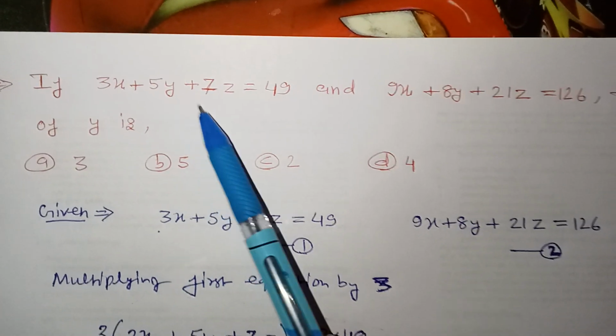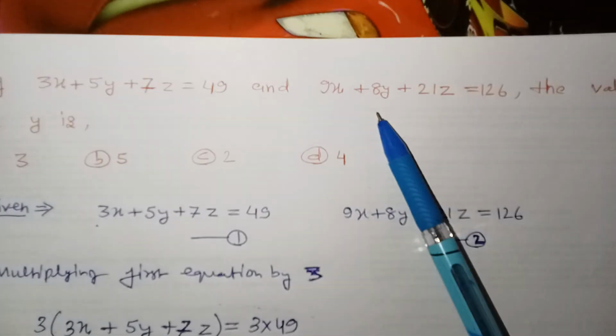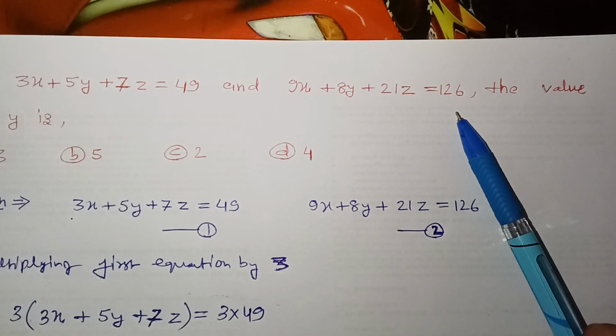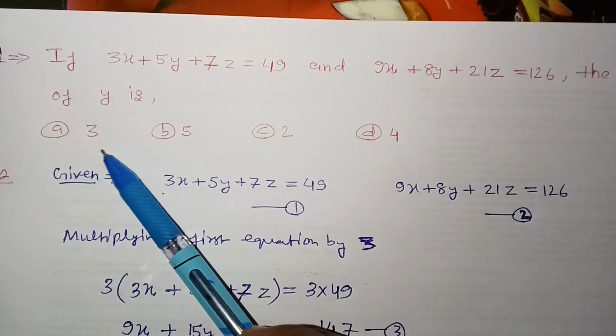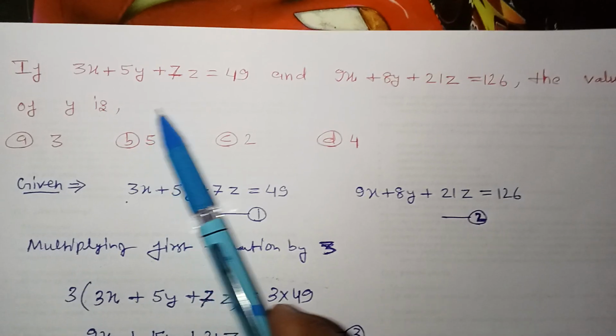If 3x + 5y + 7z = 49 and 9x + 8y + 21z = 126, the value of y is, we have four options: 3, 5, 2, 4. We have two equations given.